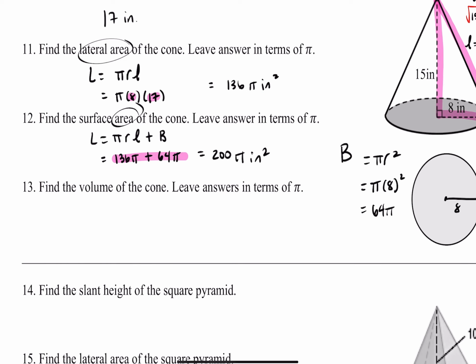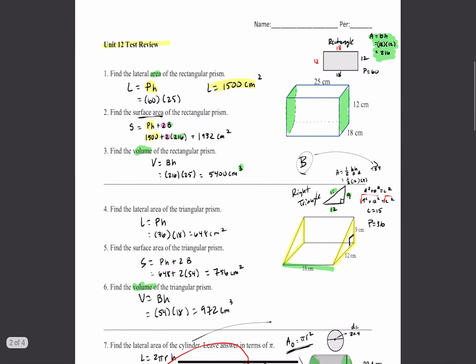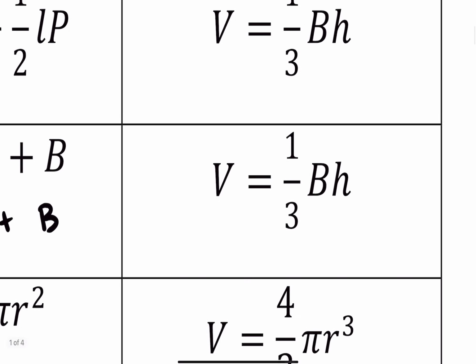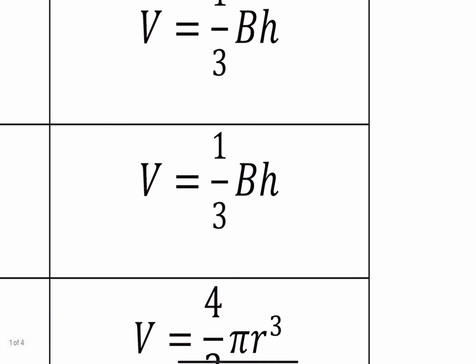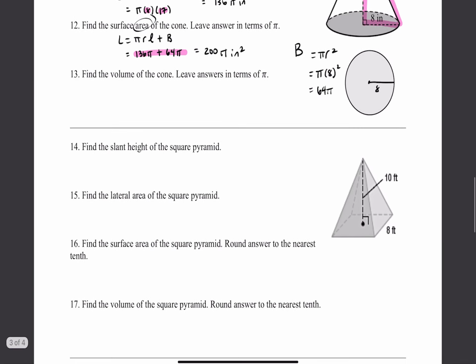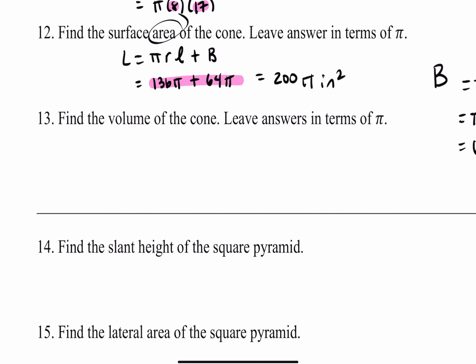Now, we're going to go ahead and move on to 13, the volume of the cone. Again, let's use our resources. So, okay, here's the cone. V is equal to 1/3 the area of the base multiplied by the height of the cone. Height of the three-dimensional figure here. So V equals 1/3 the area of the base multiplied by the height of the cone.